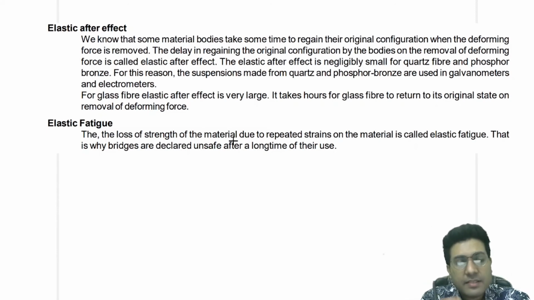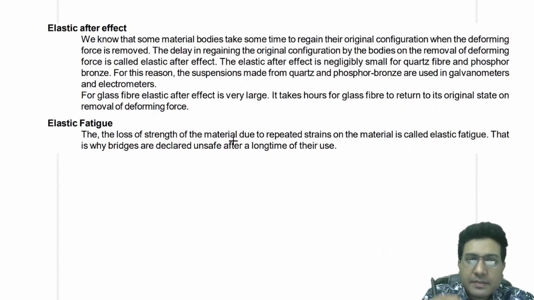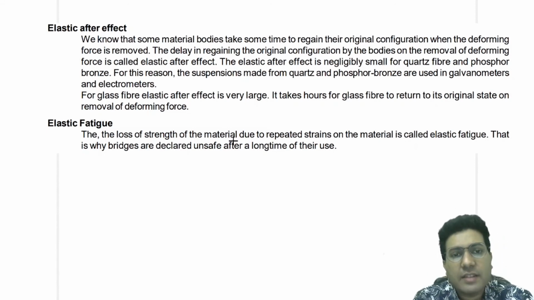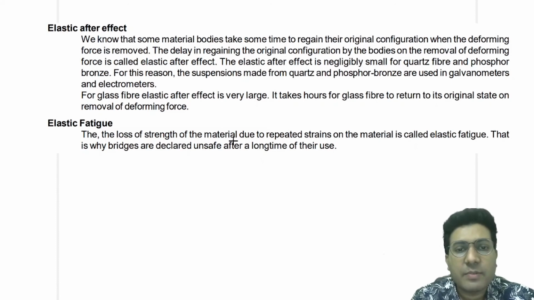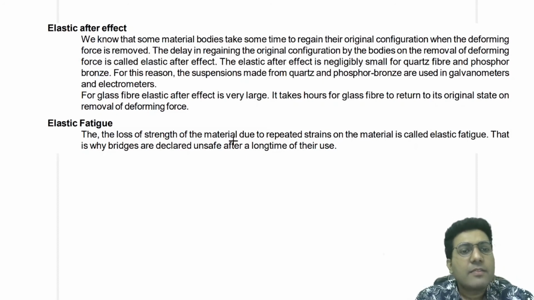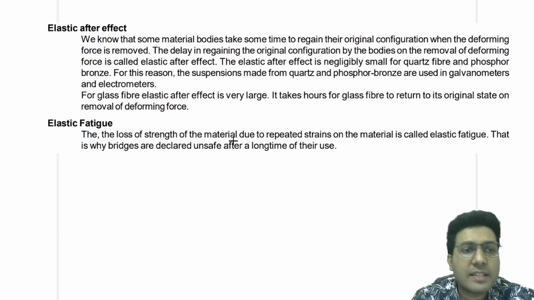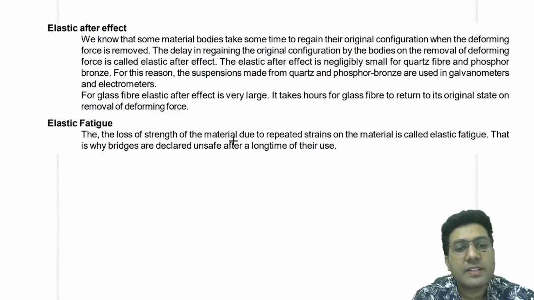We assume that it comes back to its original configuration as soon as the deforming force is removed. The elastic after effect is negligibly small for quartz fiber and phosphor bronze. For this reason, the suspensions made from quartz and phosphor bronze are used in galvanometers and electrometers, because they do not show elastic after effect, or they show minimal elastic after effect. For glass fiber, the elastic after effect is very large. It takes hours for the glass fiber to return to its original state on the removal of the deforming force.